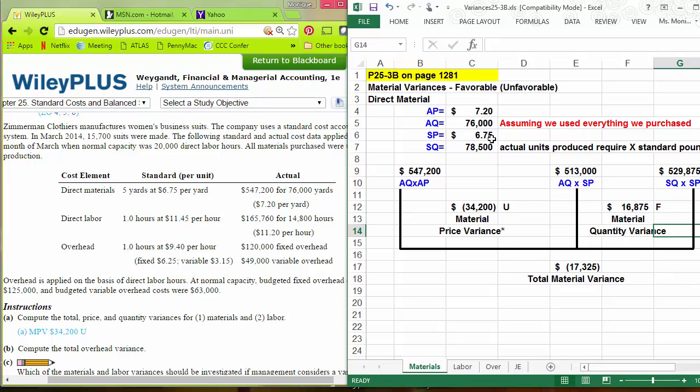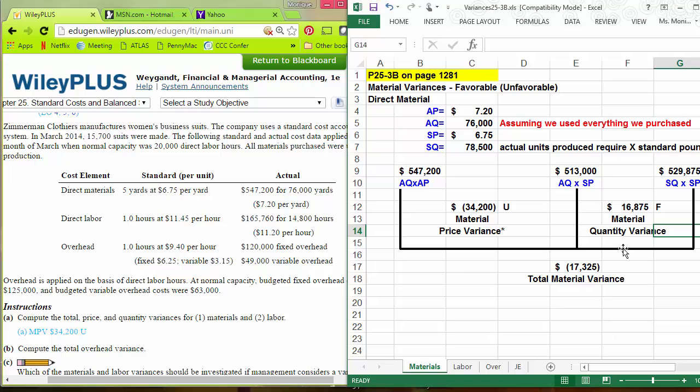quantity variance. So what happens here is that our actual quantity, or actual yards that we used, was 76,000, but we were expecting to use 78,500. And you'll notice as a result, because we used less, we were able to save some money, and we have a favorable quantity variance. And it might be that this is a higher quality fabric and we're able to use the grade of it and end up using less material, so there's less spoilage and waste in our making of the business suit.